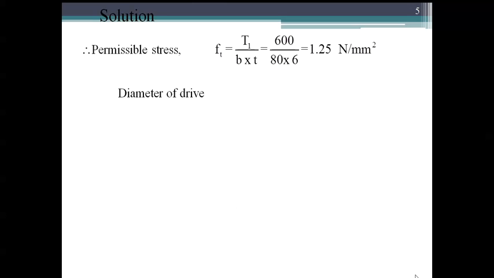Using the given data, the permissible stress is 1.25 Newton per mm square. But here we need to find the exact maximum tension by using the given data. From that we need to find the stress. If the stress developed by that exact tight side tension is below the permissible stress, the design is safe.